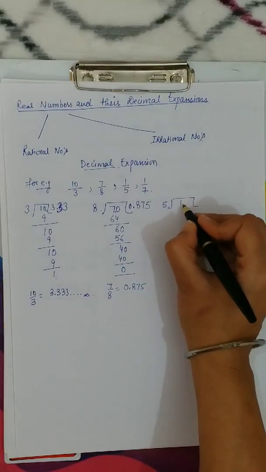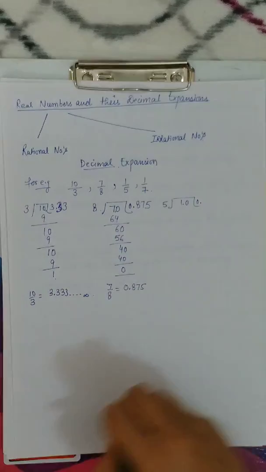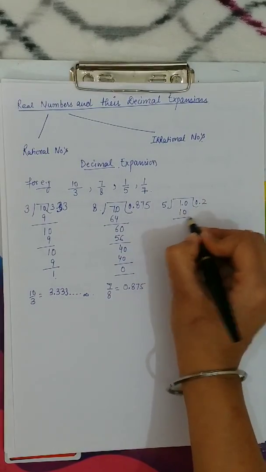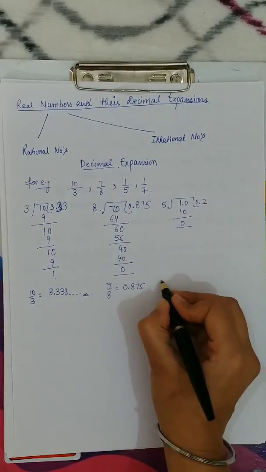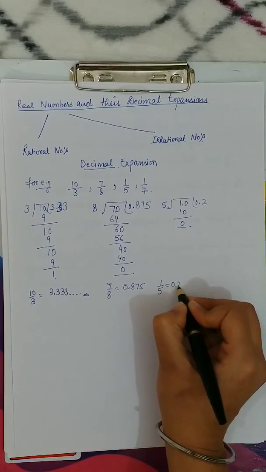Now consider another, that is 1 divided by 5. So again put the decimal. Now 5 2s are 10. So the remainder is 0. So the decimal expansion of 1 by 5 is 0.2.